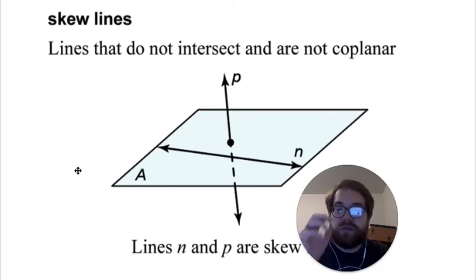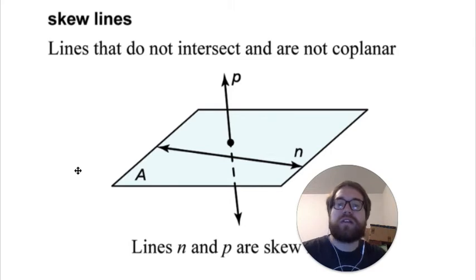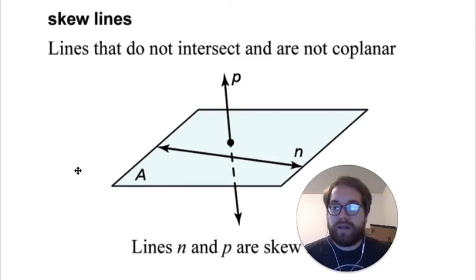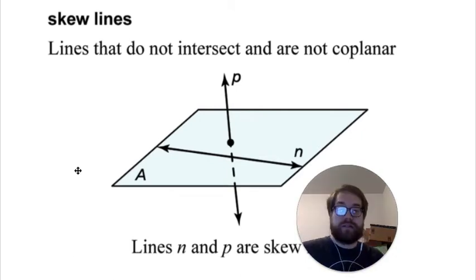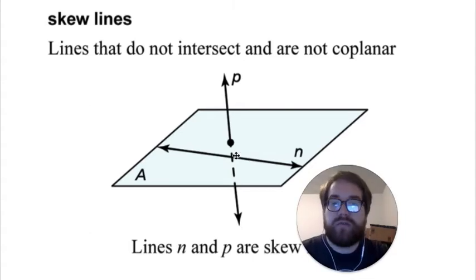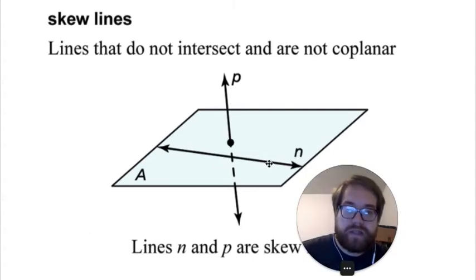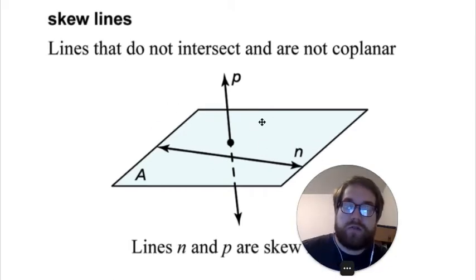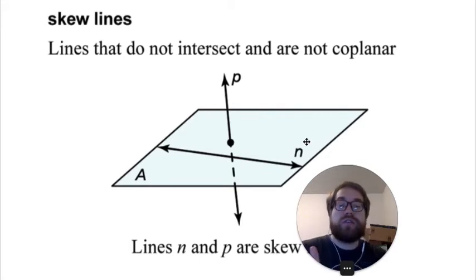Another one is skew lines. Skew lines, this might be a new one, are lines that don't intersect and are not coplanar. With parallel lines, they don't intersect, but they're coplanar. They're still on the same plane. So if I had this line in here, and another line going in the same direction on plane A, just over here off to the side, similar to line N, those would be parallel to each other because they're on the same plane.